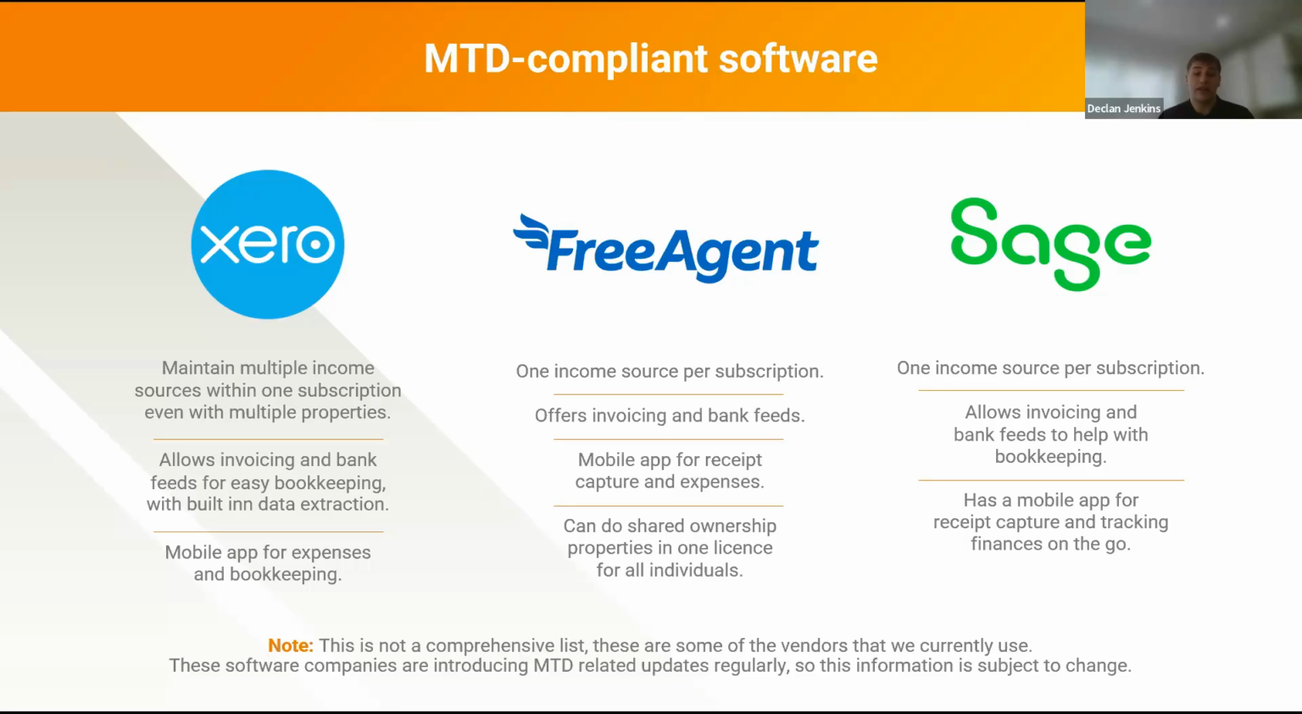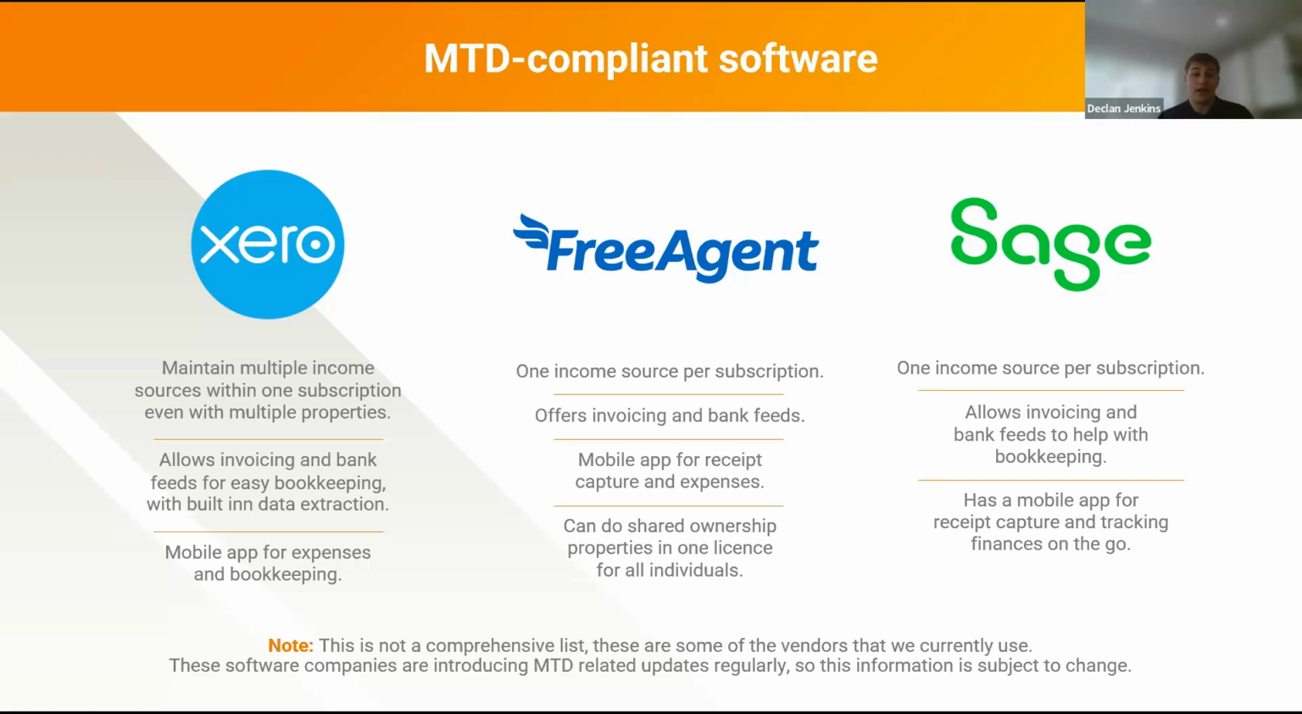It offers invoicing and bank feeds, mobile app for receipt capture and expenses. You will hear that coming up a lot. Pretty much everyone has brought out an app now because everyone else was doing it, so they didn't want to fall behind. Free Agent can do shared ownership properties in one license for all individuals. So if I had a property that was owned by me and 3 other people, all 4 of us could submit our share of the income in one Free Agent license. So that's a really good feature from them. Xero are also doing shared ownership properties, but I cannot say too much about that at the moment as it has not been fully released.